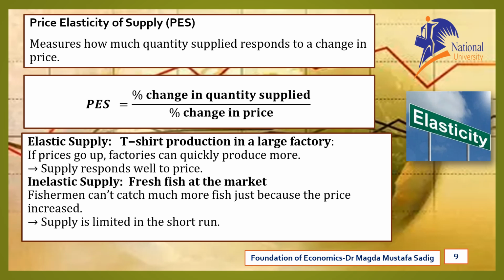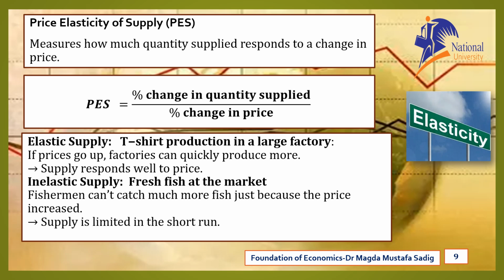Elastic supply. When the price changes, producers can quickly supply a lot more or less. The price elasticity of supply is greater than 1. Example, T-shirt production in a large factory. If T-shirt prices rise, factories can easily ramp up production by using more machines or workers, so the supply increases significantly.